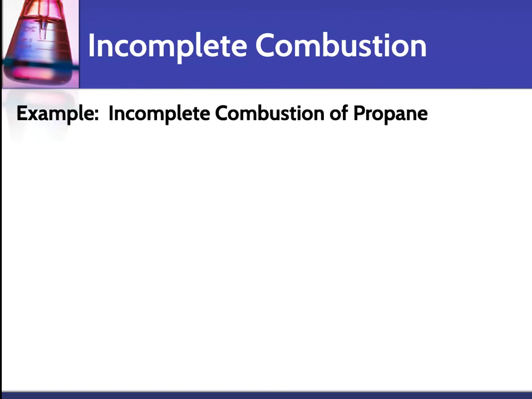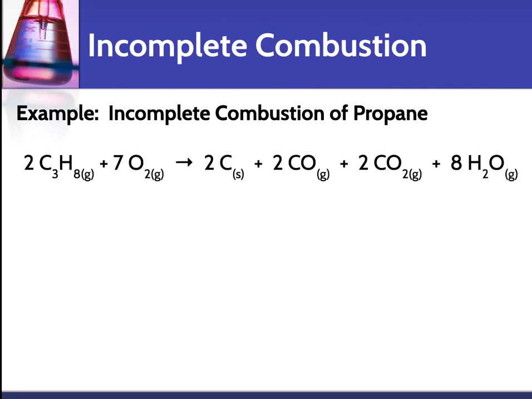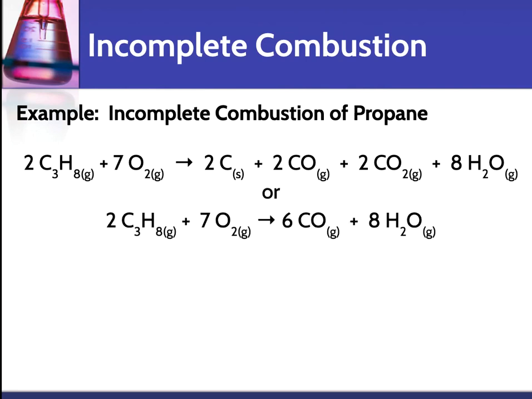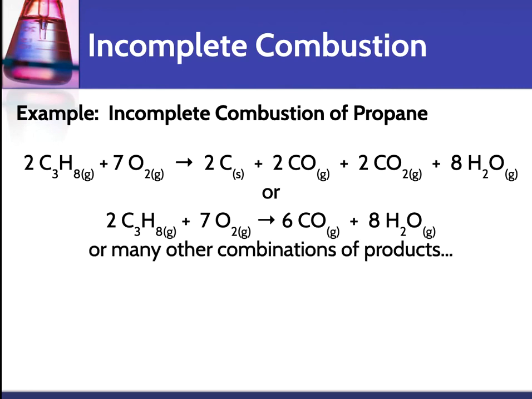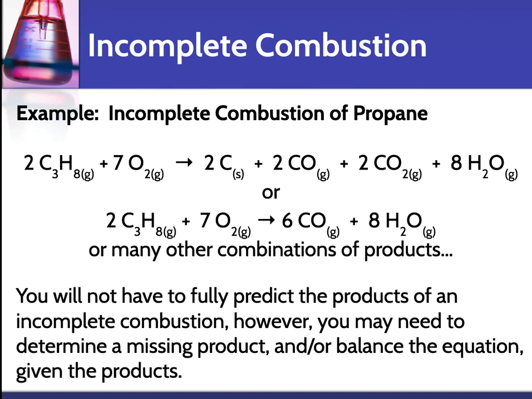So let's look at an example, the incomplete combustion of propane. This is one reaction for the incomplete combustion of propane. In this case, it's creating all the possible products. But there also might be a different incomplete combustion of propane, or there might be many other combinations of products. So it's not something that you can necessarily predict what the exact products are going to be.